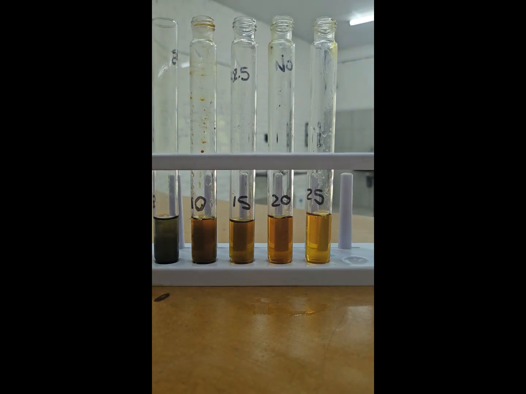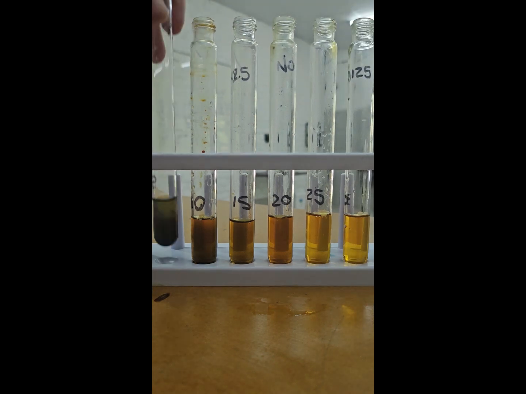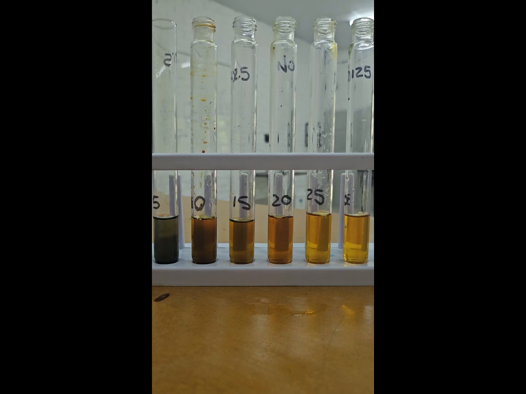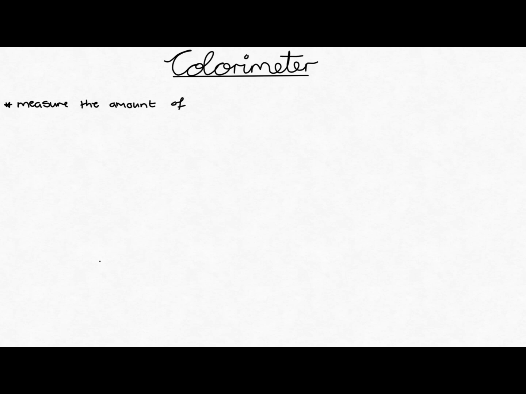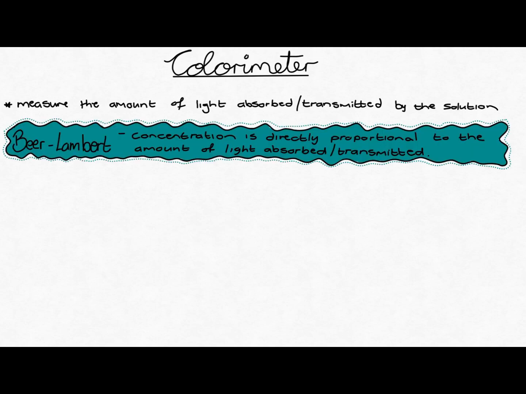But there is a method that we can use to make this qualitative result more quantitative, and that is through the use of a colorimeter. A colorimeter is a piece of equipment that scientists use to measure the amount of light that is either absorbed by the solution or transmitted through the solution. Colorimetry works on the principle of the Beer-Lambert law. This law says that the concentration is directly proportional to the amount of light that's absorbed or transmitted.